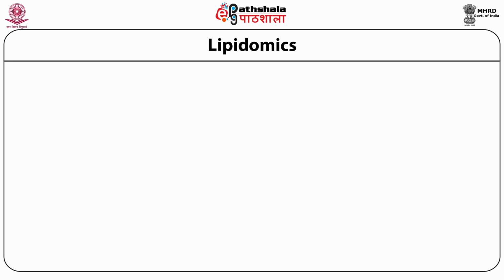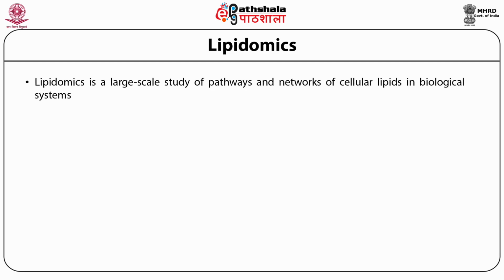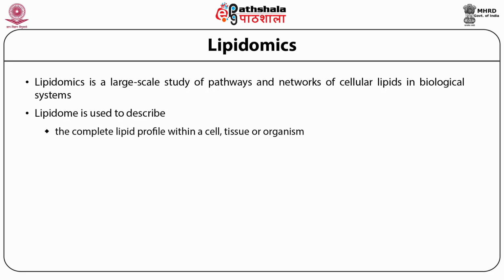If you are performing this kind of a study where you're looking at the complete lipid profile of a cell, you call this lipidomics. So how do you define lipidomics? Lipidomics is a large-scale study of pathways and networks of cellular lipids in biological systems. And the data that you generate when you do a large-scale study of pathways of cellular lipids is called a lipidome, which is basically the complete lipid profile within a cell.